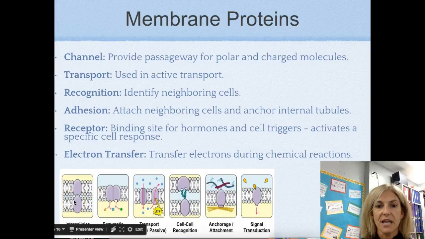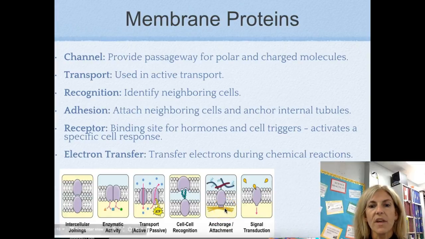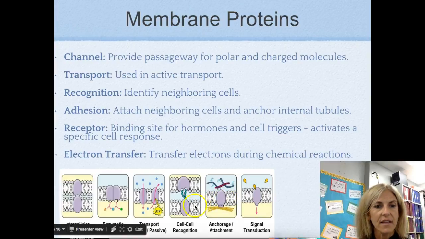They are used for cell recognition. I already talked about the glycoprotein. Adhesion. So here you can see some anchoring with microfilaments on the inside of the cell. They can anchor one cell to another cell, and so they're holding cells together, intracellular junctions. They are receptor proteins. They receive signals and then pass it inward. That would be signal transduction.